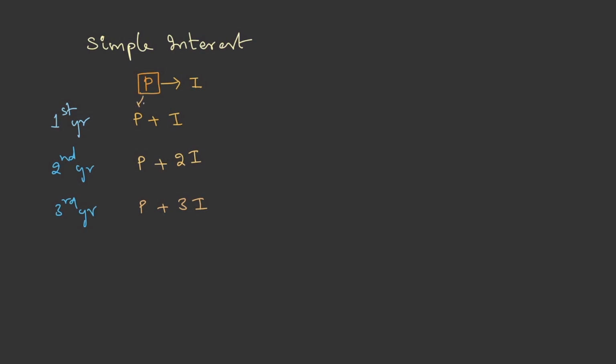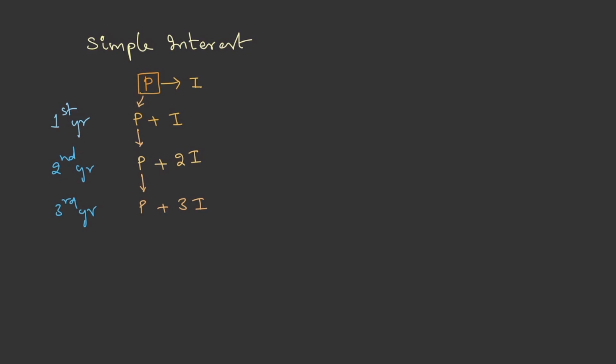Before we get into the compound interest, let's have a brief review of simple interest. In simple interest, when we have a principal amount P, after the first year, the amount will be principal plus certain interest calculated based on this principal. Then for the second year, it is principal plus 2 times the interest. And for the third year, it is principal plus 3 times the interest. So the amount which was initially taken will remain constant. Only the interest gets added up.